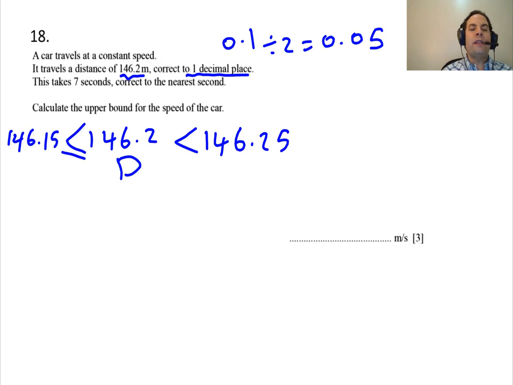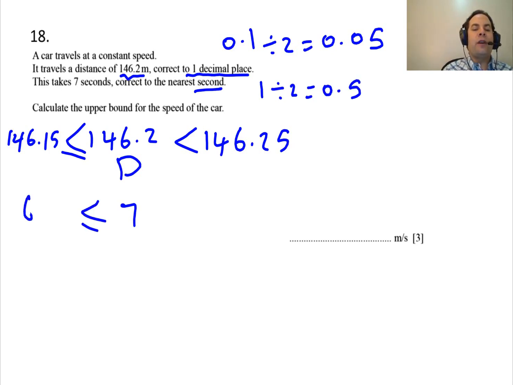In the same way, we are given a time. This time is 7 seconds. Corrected to the nearest second means the nearest 1 second, divided by 2. The answer is 0.5. So the limits of 7 are 6.5, by subtracting 0.5, and 7.5, by adding 0.5. This is the time.